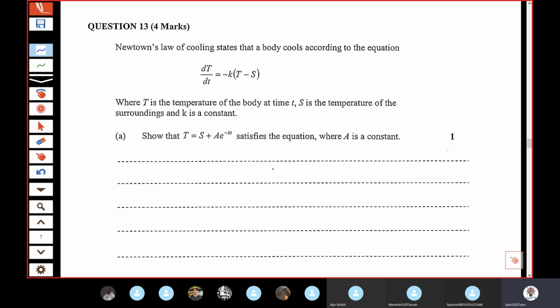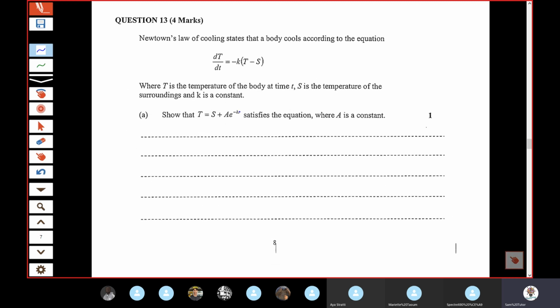Part B. Okay, you'll need A. Newton's laws of cooling. The only difference between exponential growth and decay is that in Newton's you've got plus S, the constant air temperature. It's always the same part A. Newton's law of cooling states that a body cools according to this equation, where T is the temperature of the body at time t, S is the temperature of the surroundings, so your surrounding air temperature, and k is a constant. Show that this satisfies the equation. What do we do? How do we show this satisfies the equation?